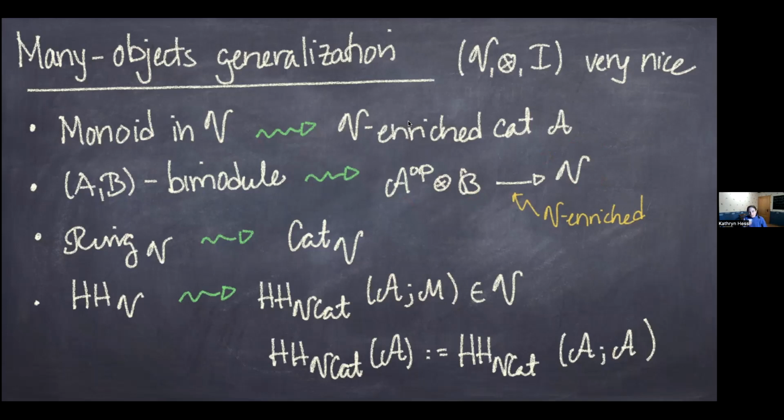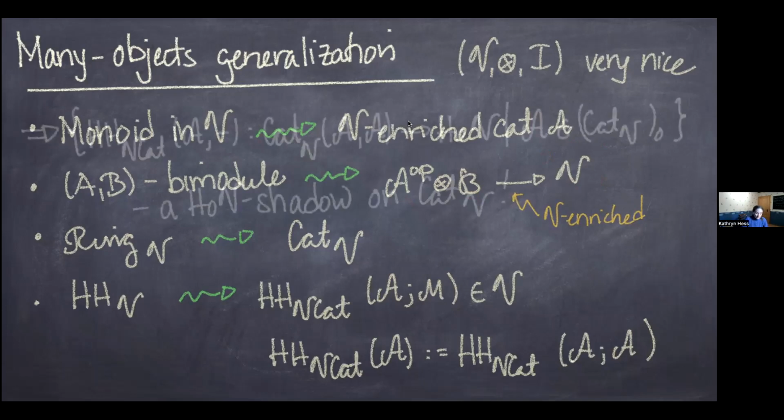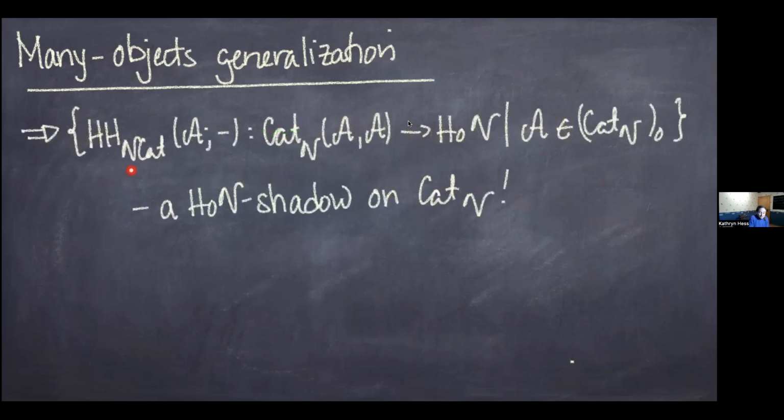And this is where I can actually formulate the notion of what's called agreement, once we have this generalization. So it turns out that in this case, just as in the case of Ring V, we end up with a shadow. And what's interesting to see is that even though here we're starting with V-categories, the target of this shadow is actually the homotopy category of V itself. It's not going to be the homotopy category of V-Cat. So we again have a shadow with coefficients in the homotopy category of V on this many objects generalization of the category Ring V.